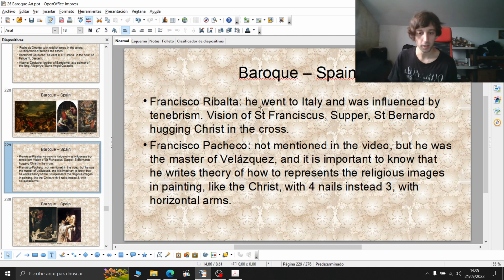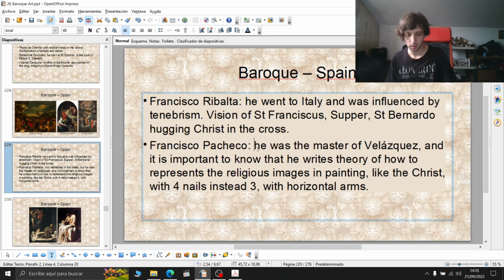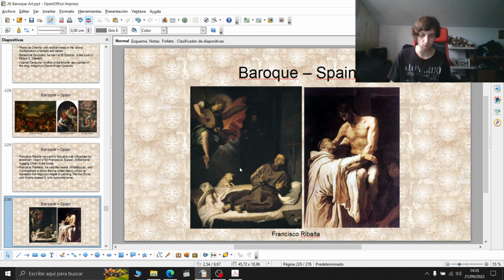Francisco Ribalta, he went to Italy and was influenced by Tenebrism. Francisco Pacheco, not mentioned. He was the master of Velázquez, and it is important to know that he wrote theory of how to represent the religious images in painting, like the Christ with four nails instead of three, with horizontal arms. Here, Francisco Ribalta.